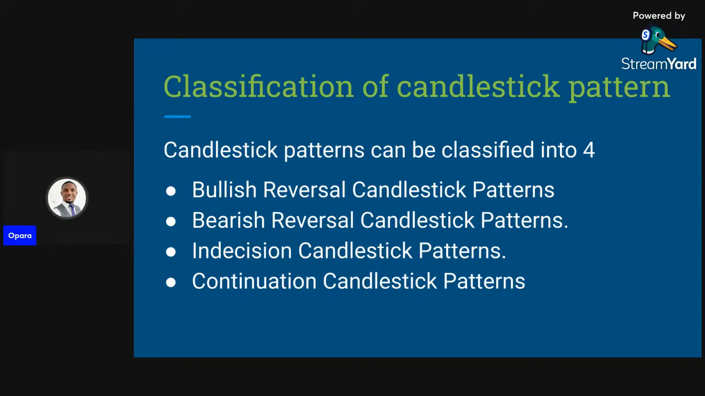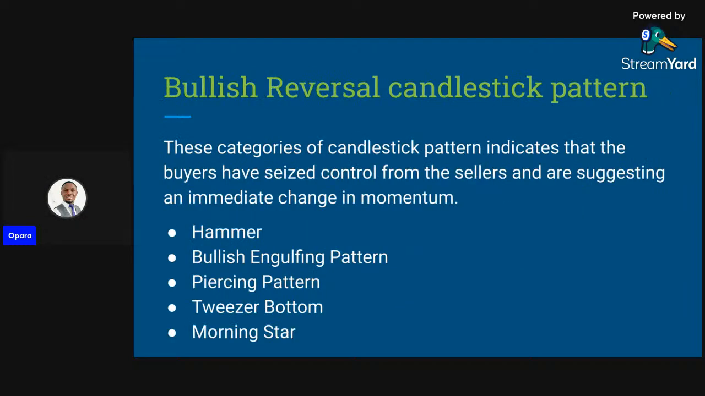Okay, so let's go into the course properly. We have the first one, the bullish reversal candlestick pattern. These categories of candlestick patterns indicate that buyers have seized control from the sellers, suggesting that there's an immediate change in momentum. Just as the name implies, the bullish reversal candlestick pattern.